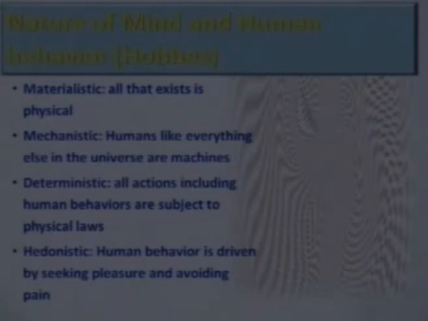The first complete picture that we have about the mind is in Hobbes' philosophy. Hobbes said that mind is materialistic like all the other things. It is made up of matter, and human behavior and mind are mechanistic. It means they are very much like machines. They behave like other machines behave.